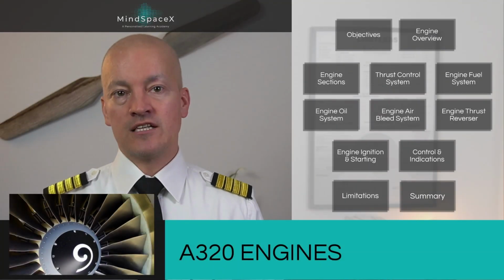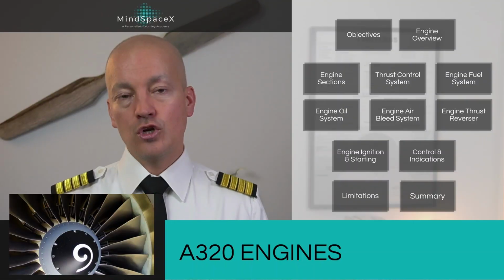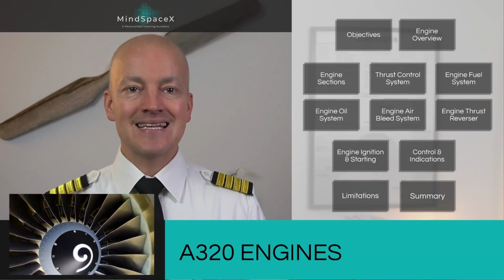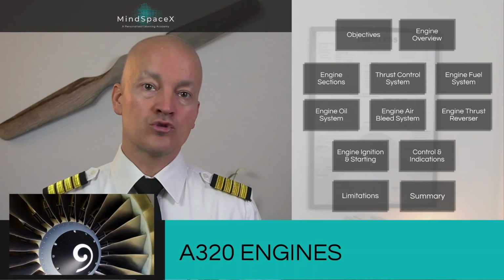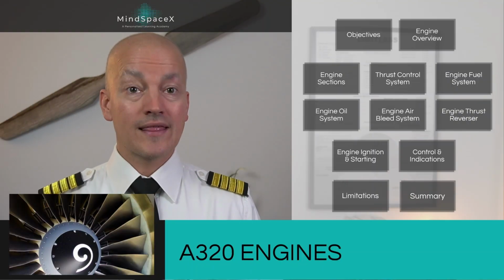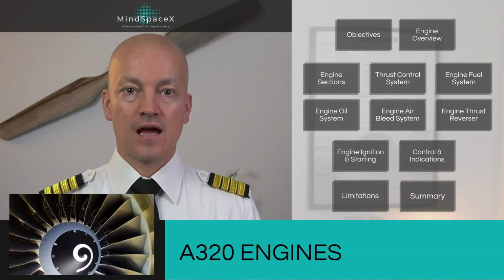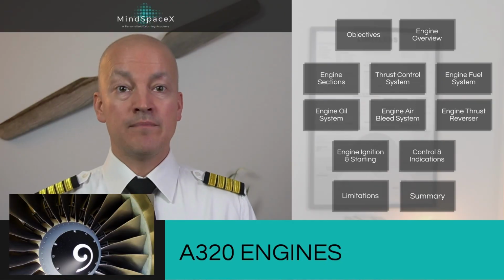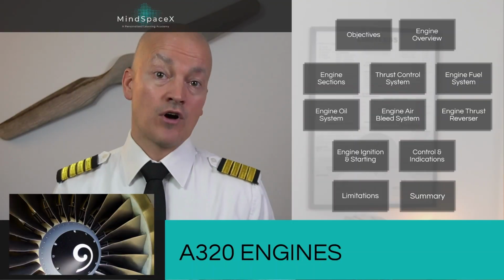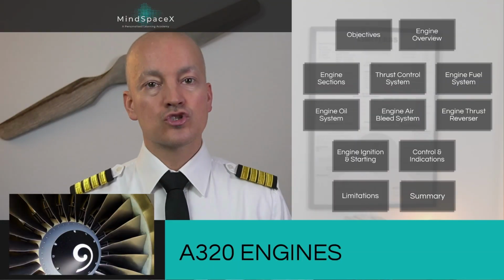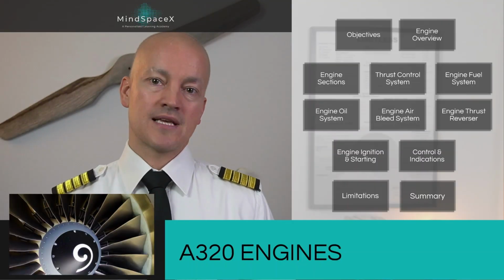Let's take a look at the engine oil system. The lubricating system for the engine is an essential part of the engine to allow it to operate. Without it, we simply can't have the engine running. While lubrication and minimizing friction is the primary objective of an oil system, it serves other jobs as well.